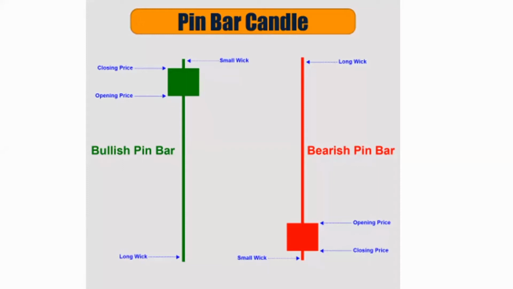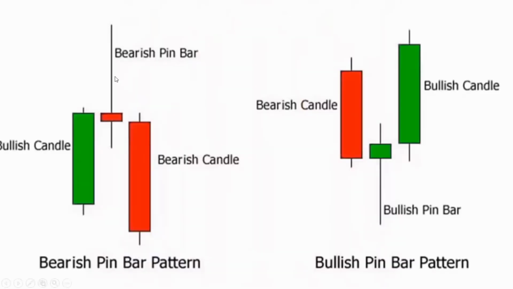We have the bullish pin bar, we have the bearish pin bar. The bullish pin bar is a bullish reversal candlestick, while the bearish pin bar is a bearish reversal candlestick. So whenever you see the bullish pin bar, we are expected to take a buy. Whenever you see the bearish pin bar, you're expected to take a sell. And this is how the bearish pin bar and the bullish pin bar look like.